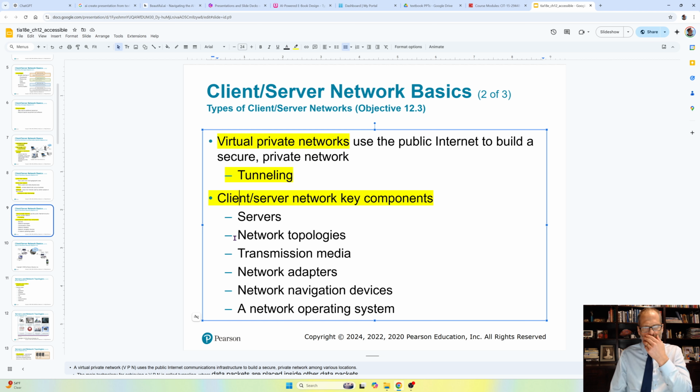Client-server networks have key components, which is all of this stuff. They're going to need servers. They're going to have network topologies, ring topology as opposed to bus, star topology as opposed to bus, and ring is the most popular topology.